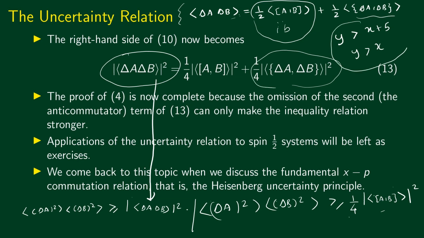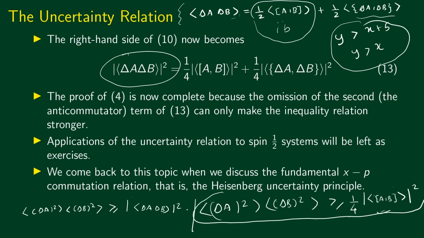If y is greater than x plus 5, then y is certainly greater than x. Now, since this is positive definite and I have a greater than or equal to symbol here, if this is greater than or equal to this entire term, then we can certainly say that it's greater than or equal to 1 by 4 the modulus square of this thing. So we have actually proved what we wanted to prove. This was the uncertainty relation that we wanted to prove.